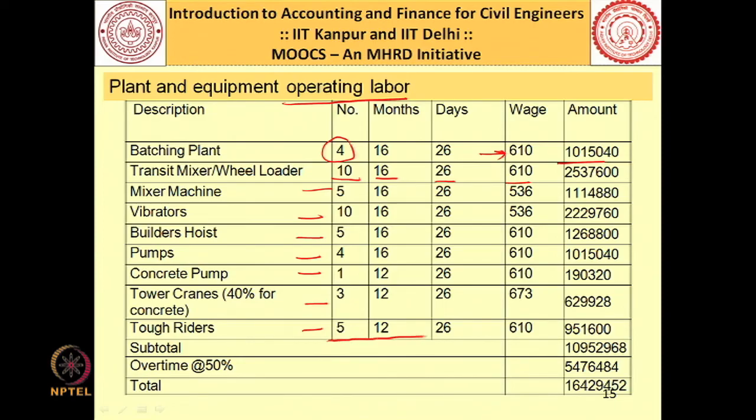So, wherever there is involvement of workers, you will write the number of workers, the number of months they will be staying there and the number of days, and you multiply it with their wages. So, that way you get the value. Now, you can also add overtime wages of about 50% here, and you add it up, you have this value as the plant and equipment operating labor.